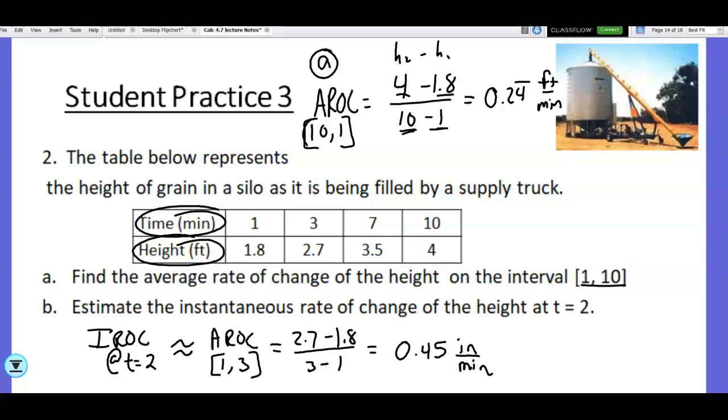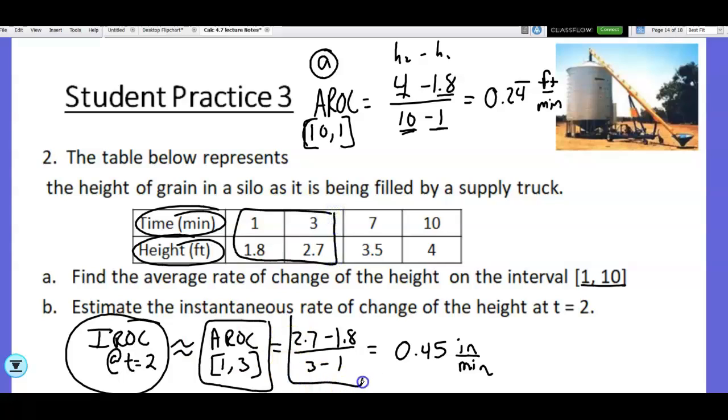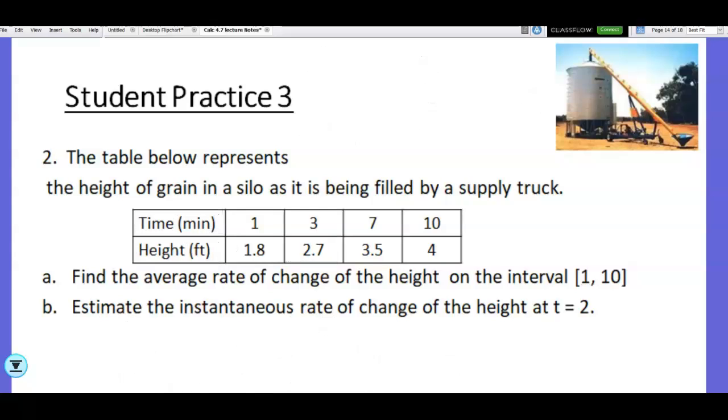Part B, estimate the instantaneous rate of change at t equals 2. The instantaneous rate of change at t equals 2 is approximately equal to the average rate of change on the interval from 1 to 3, because 1 and 3 are the numbers closest to t equals 2. And so if you calculate the slope, or the average rate of change on that interval, you would get about 0.45, and once again, that's inches per minute. Okay? Moving on.